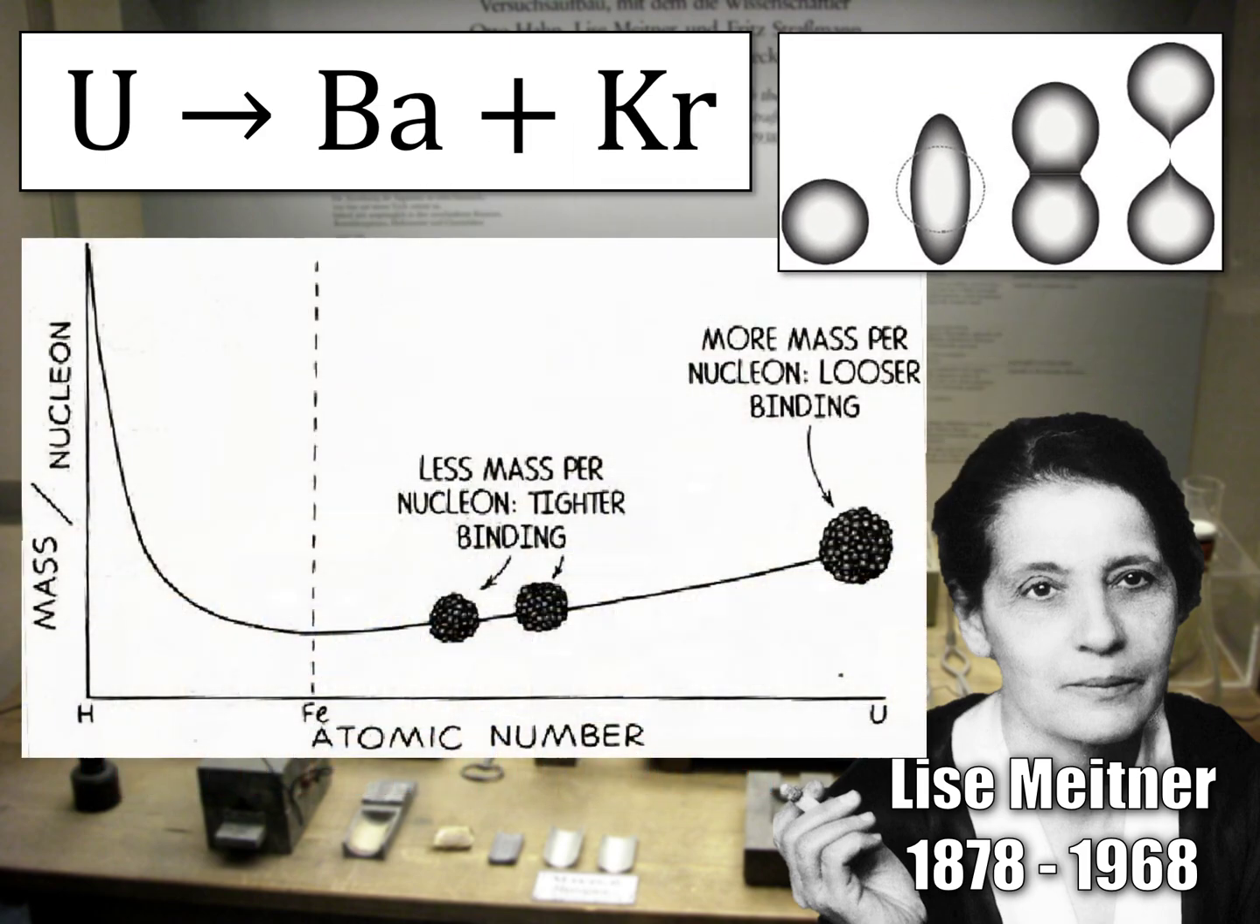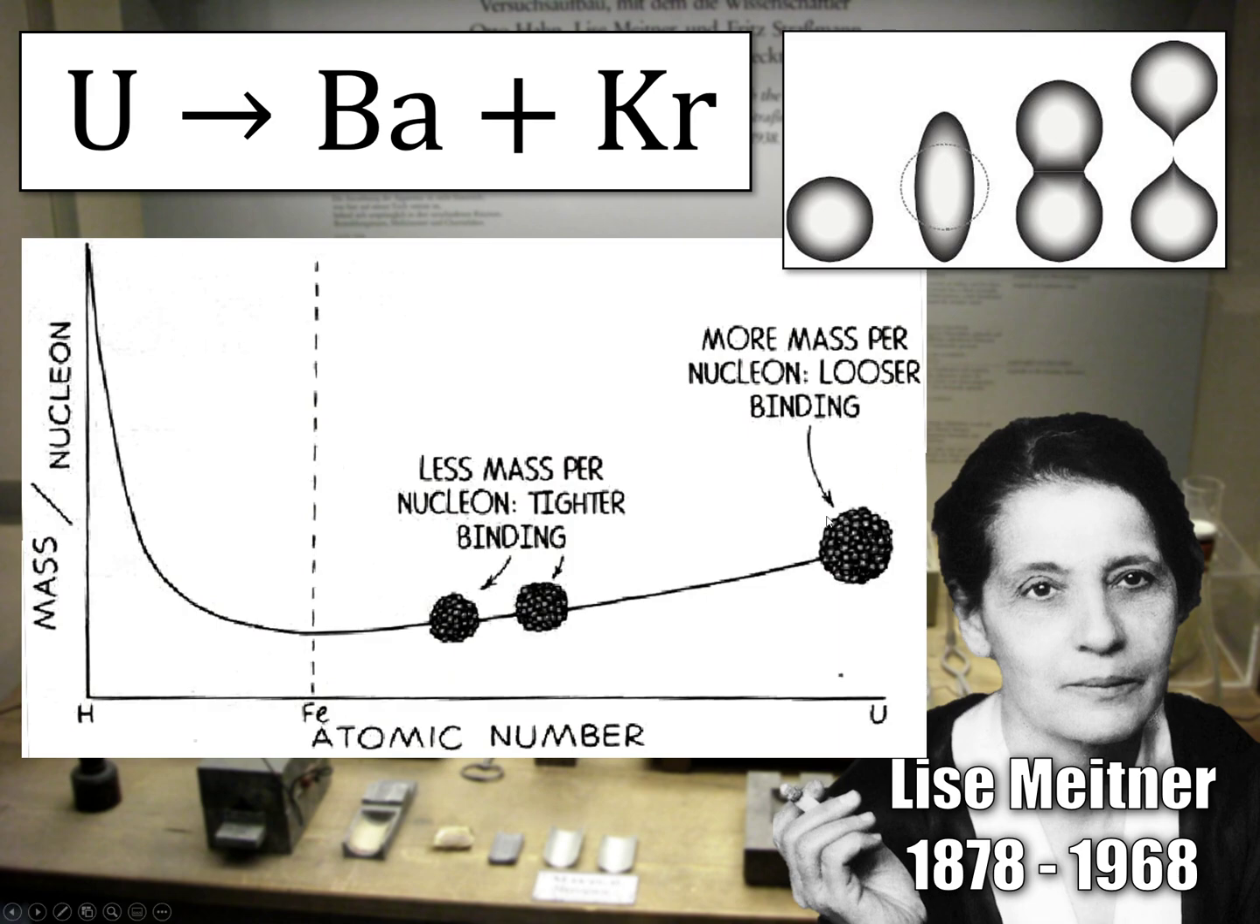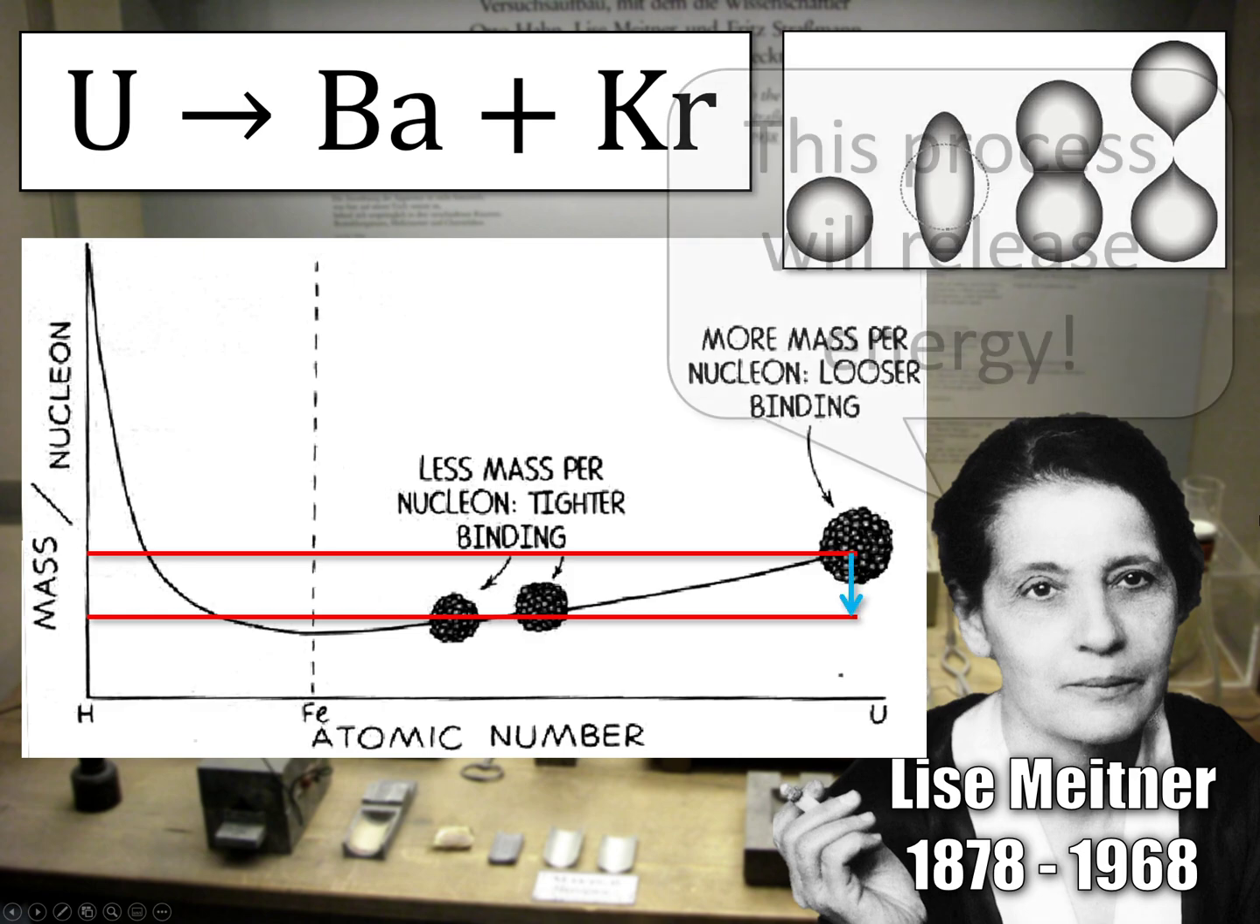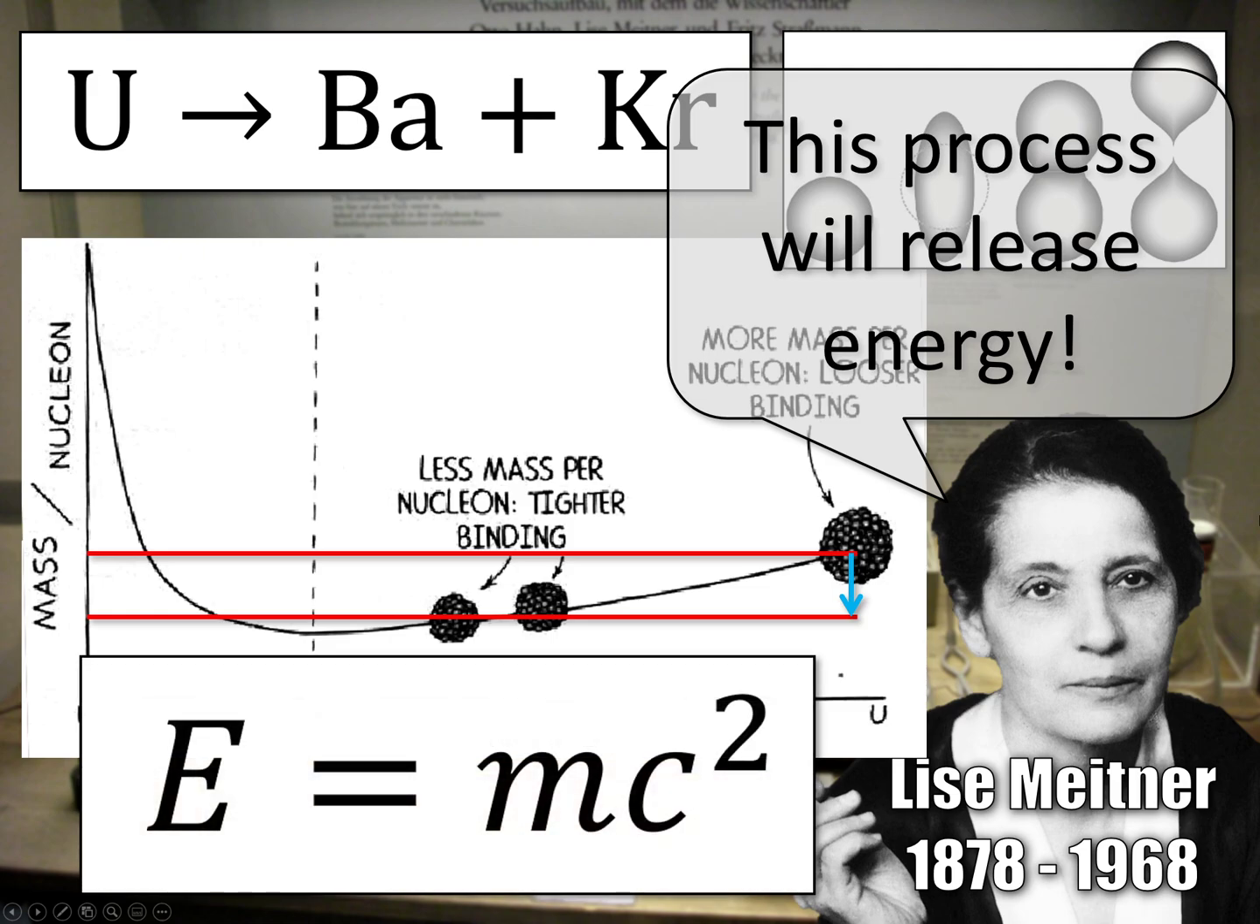Lise Meitner also figured out that energy would be released because uranium has a looser binding than the fragments do, since a nucleon has a greater mass when it's inside the uranium nucleus than it does inside the fragments. She realized that this process would end up releasing energy, that the nucleons would each lose mass when this process occurs. You're not changing the number of nucleons, but each nucleon is getting lighter when nuclear fission happens. And so she said it would release energy because of Einstein's mass-energy equivalence, E equals mc squared.